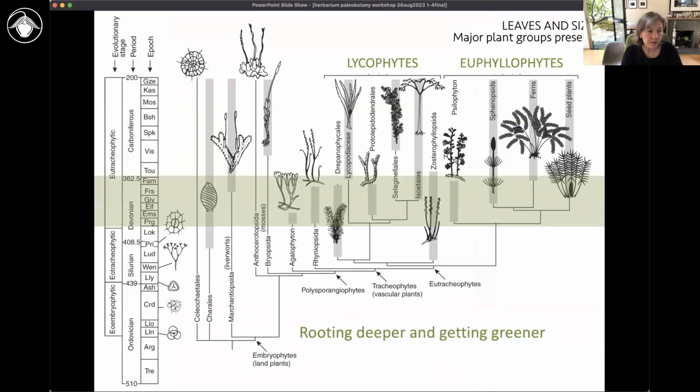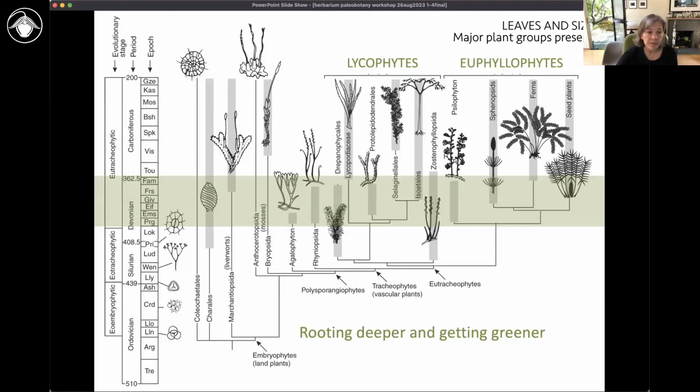So the time period that we looked at now in this module is the Devonian. We saw plants going from relatively small, 1 foot, 3 foot, up to relatively big, almost looking like conifer size, and they're rooting deeper and getting greener.